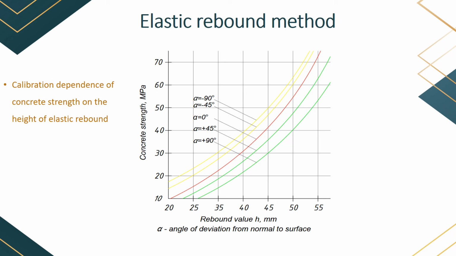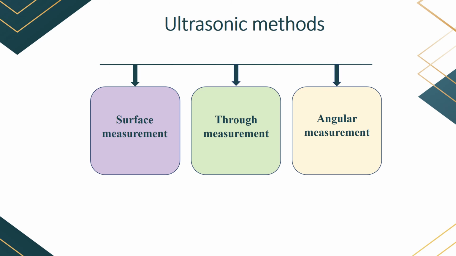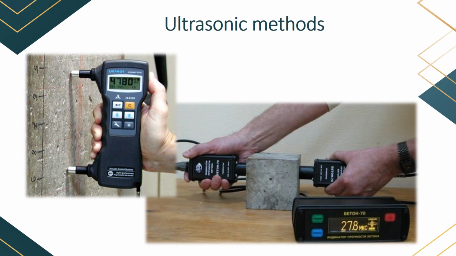A separate area of research related to the non-destructive testing of concrete and reinforced concrete structures is determined by ultrasonic methods. They refer to the type of indirect methods. The principles of ultrasonic methods operation are determined by the task that they face. One singles out surface measurement, through measurement and angular measurement. In surface measurement, the sensors of a device are located on the side of a structure, so the sound wave passes in the body of a structure in an arc from one sensor to another.